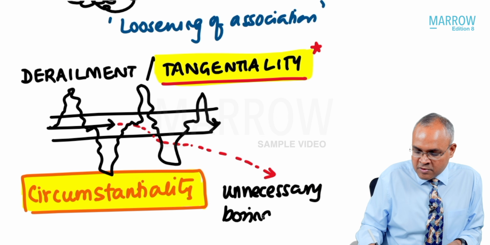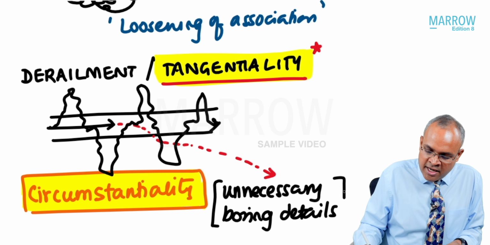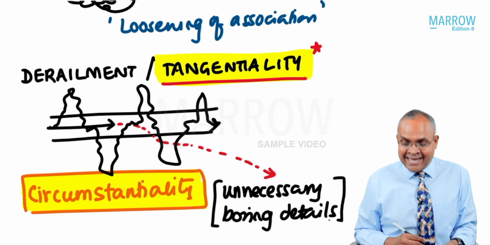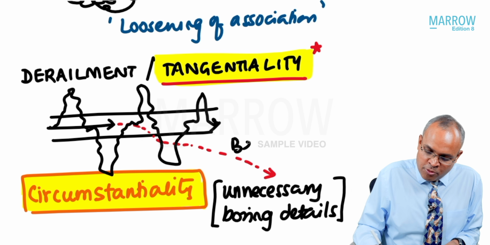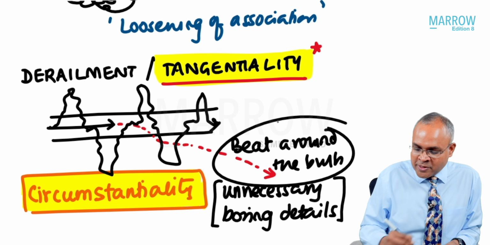So basically in circumstantiality, the patients will give unnecessary, boring details. What will they do? They'll give unnecessary, boring details. They will beat around the bush. That is what they will do. We are all specialists in it, right?